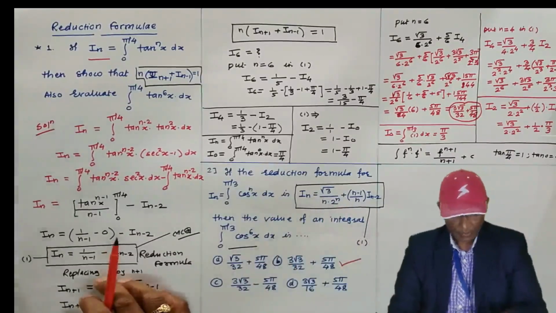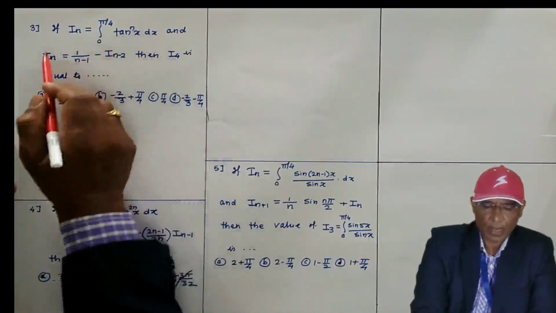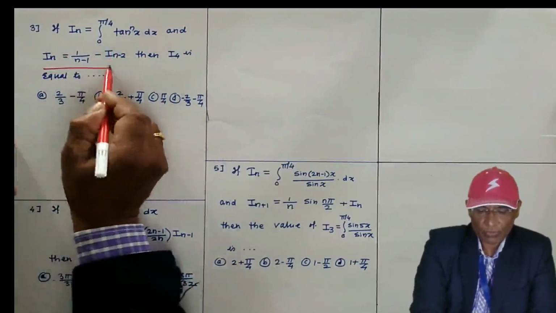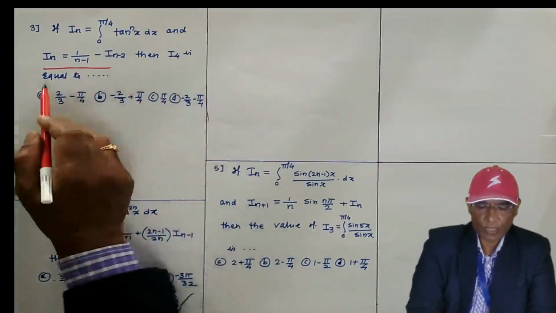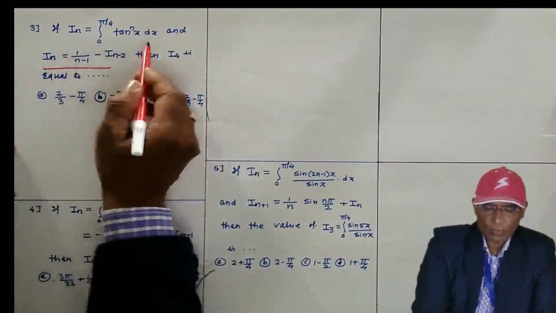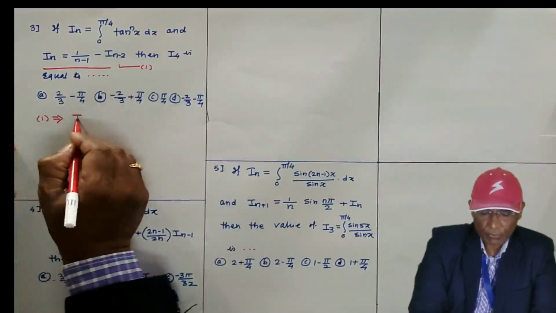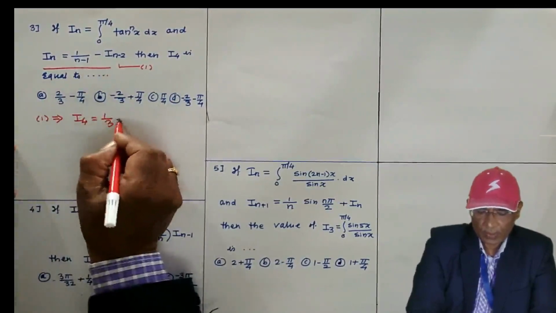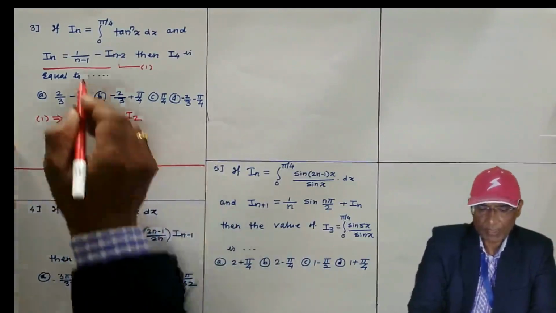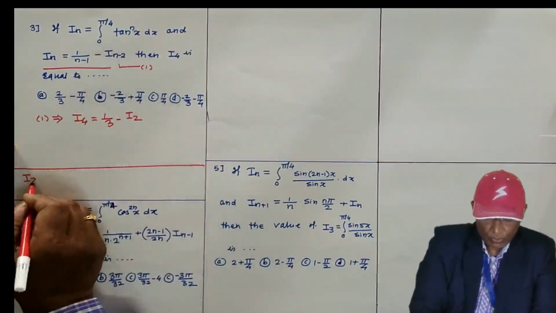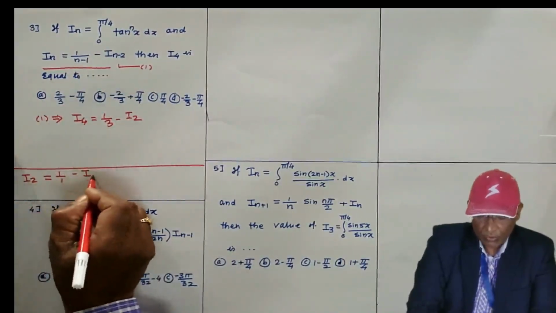using this formula. Now next problem: if In is integral 0 to pi by 4 of tan power n, and the reduction formula of this is also given. This we have already proved, but in this problem it is given. Then I4 is equal to what? So put n equal to 4 here. If you put n equal to 4, I4, 4 minus 1 is 3, 4 minus 2 is 2. Find the value of I2 separately. Put n equal to 2, use the value of I2, I'll get 2 minus 1 is 1, I0.